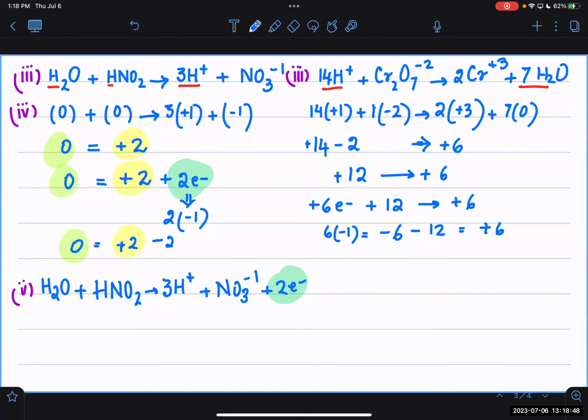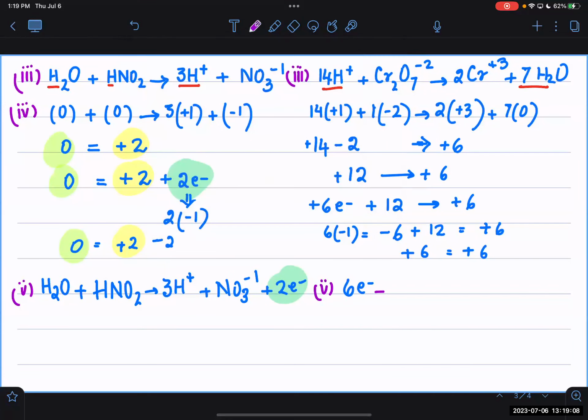-6 plus 12, so this becomes positive 6. And the other side is also positive 6. All right, balanced. So how did we balance it? We added 6 electrons here. So this now becomes this equation.